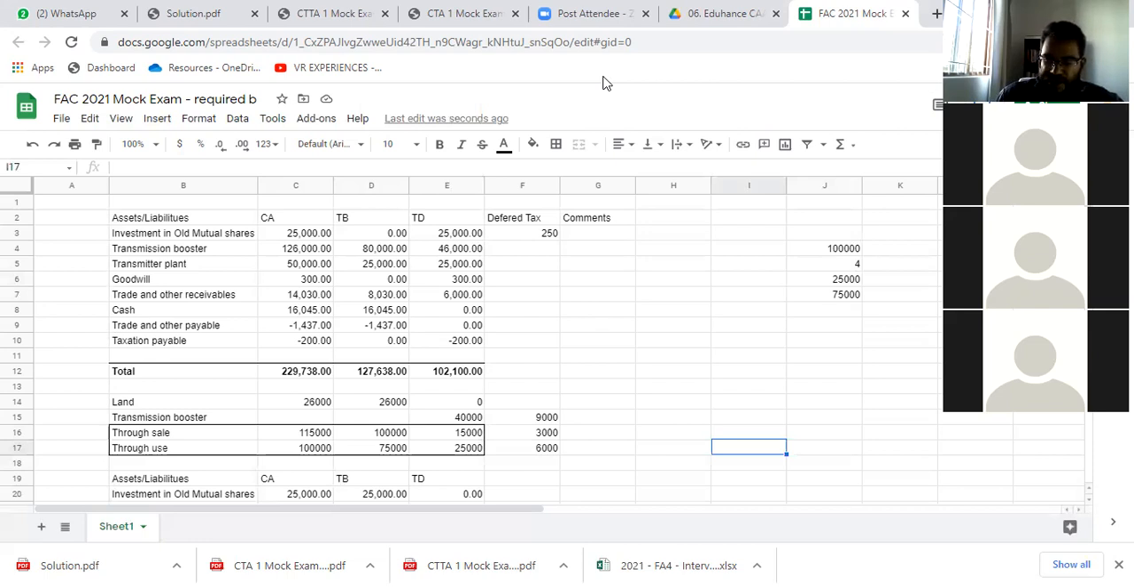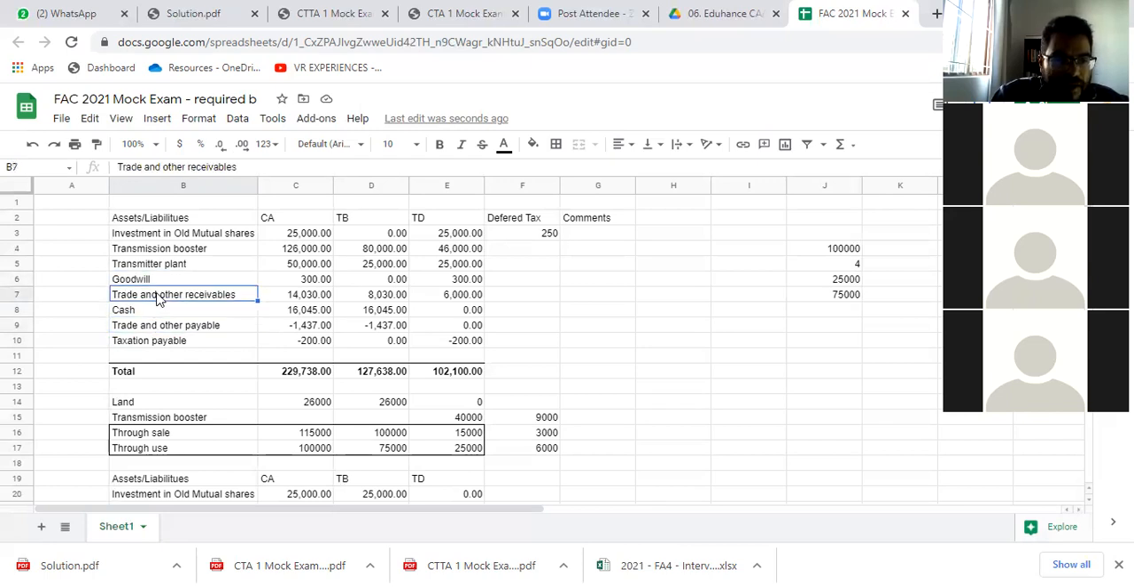Now, let's go through. So goodwill, there's no deferred tax on goodwill. Okay, so just remember, no deferred tax on goodwill. Therefore, you don't include goodwill in your deferred tax calculation, so it needs to be removed. Okay, cash and cash equivalents, that is correct. Trade payables, that's fine. Taxation payable, no deferred tax on taxation payable, so taxation payable must be removed. Cash and cash equivalents, that is fine. Goodwill must be removed. Okay, trade and other payables, that is fine.